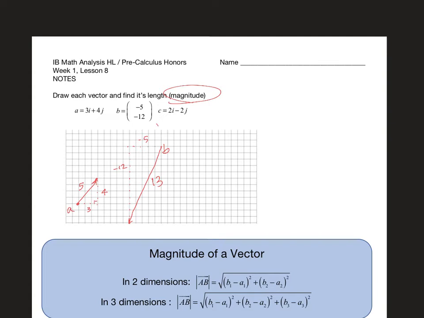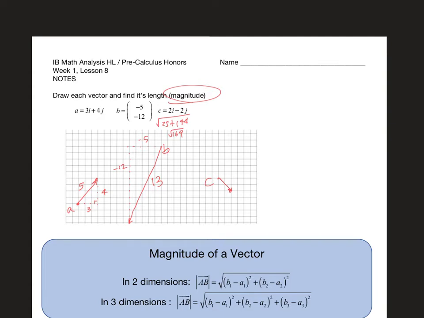If you wanted to see the Pythagorean theorem, it would be 25 plus 144, which is the square root of 169. All right, and then vector C, it looks like I'm going to the right 2, sorry, I shouldn't have drawn that little bit in. Right 2 and up 2, no, I'm lying, it's not up 2, it's down 2. It's right 2 and down 2.